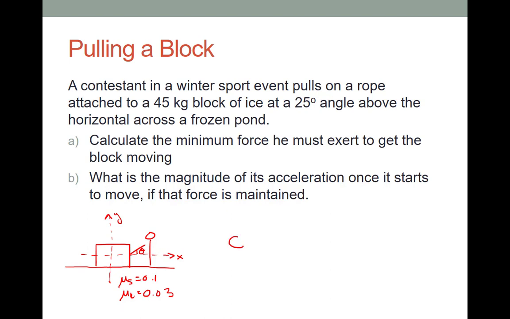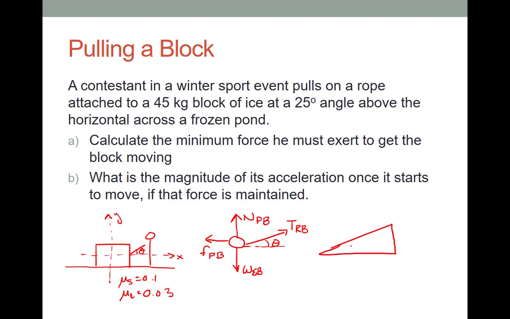Drawing the free body diagram for the block of ice, I have a normal force from the pond on the block. I have the block's weight pulling downward. I have friction between the pond and the block. And I have a tension force from the rope on the block. That tension force, again, is angled with respect to the horizontal, so I need to divide it into components. Tension force is along the horizontal. The y component in this case will be found using a sine.